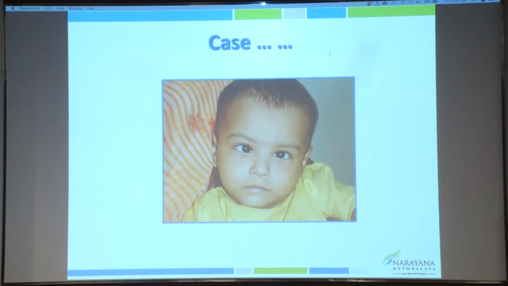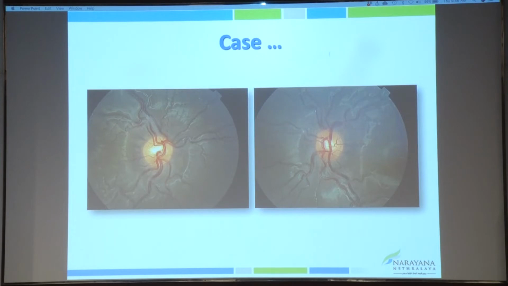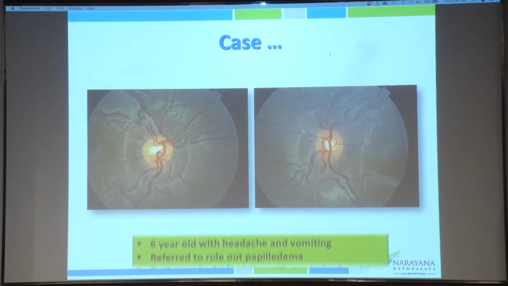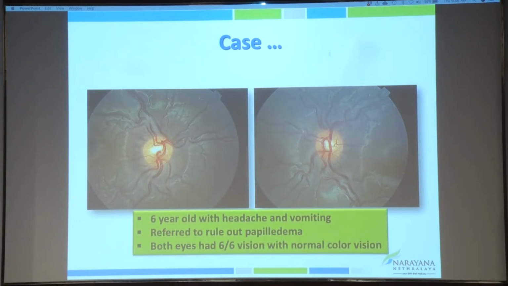Now let's look at this case. A case with bilateral esotropia with bilateral sixth nerve paresis. We are looking at the disc, which is very important. Never miss your disc when you're doing a strabismus examination. This patient had early papilledema. It was basically a 6-year-old with headache and vomiting, referred to rule out papilledema.